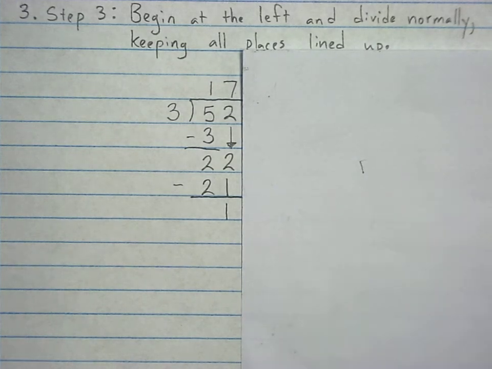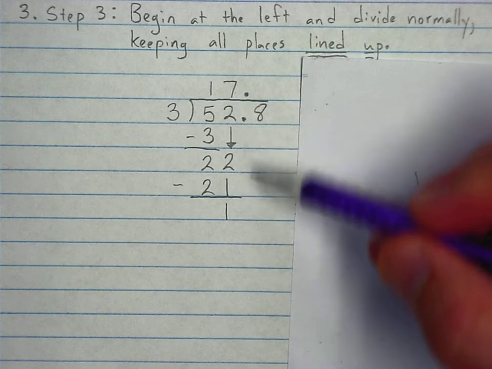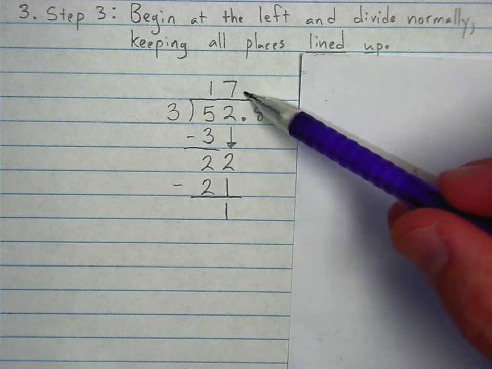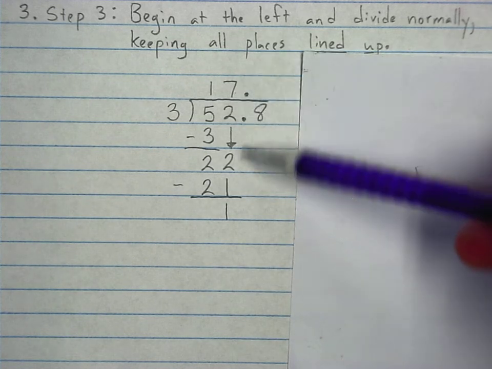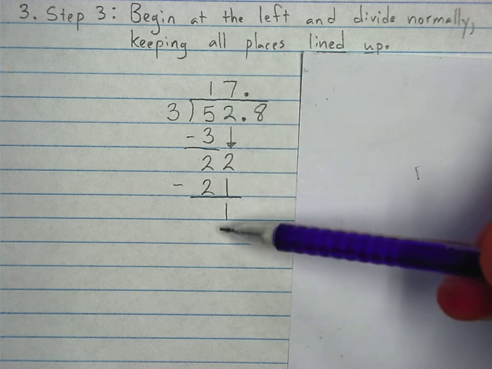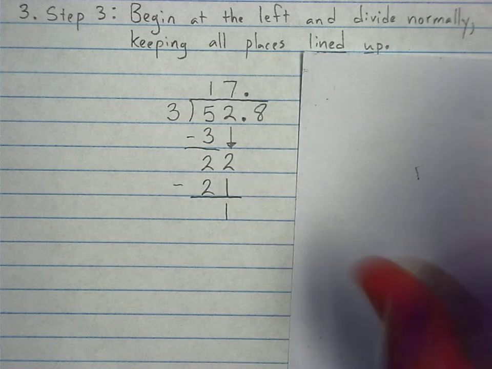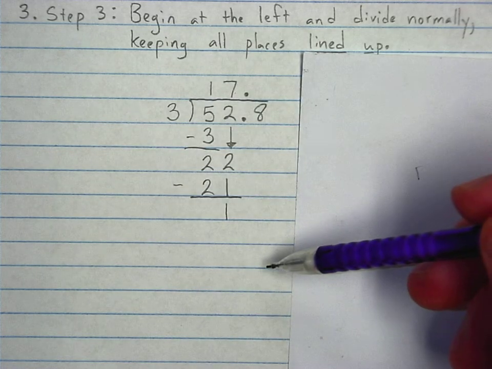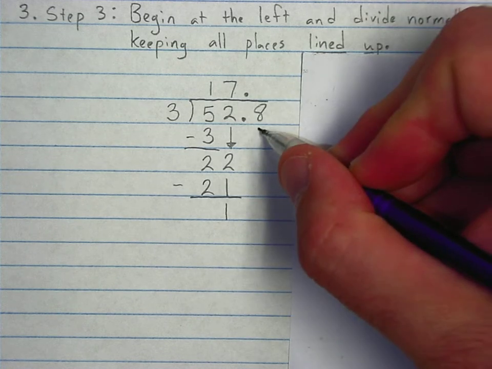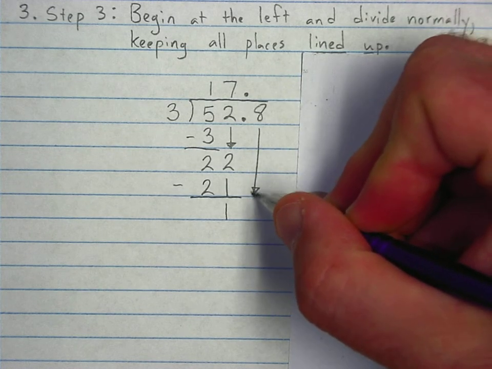Now, ignore the decimal point. We carried it up into the quotient, so it should be where it needs to be if I'm keeping things lined up, if I'm using my columns. I don't have to do anything with it down here. What I will do is bring this 8 down.